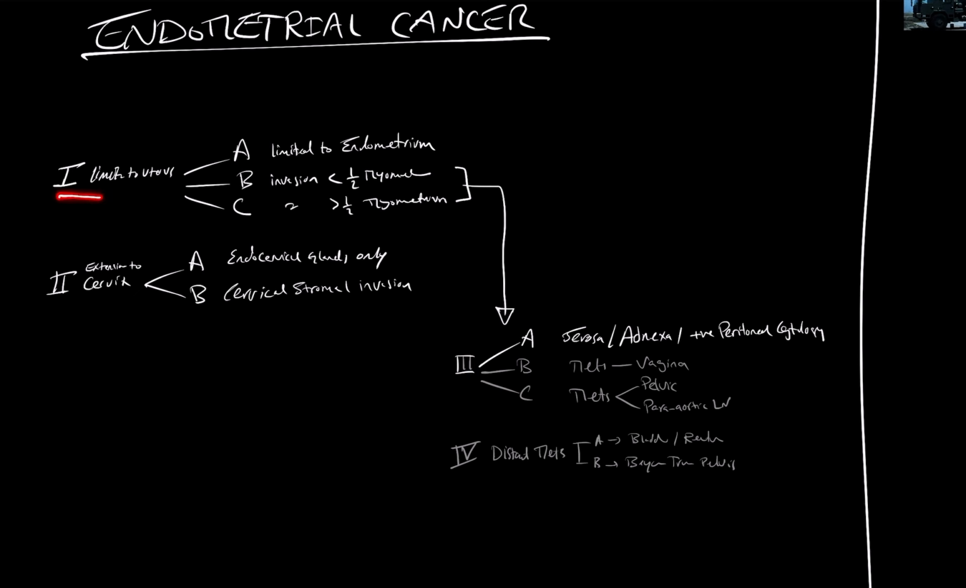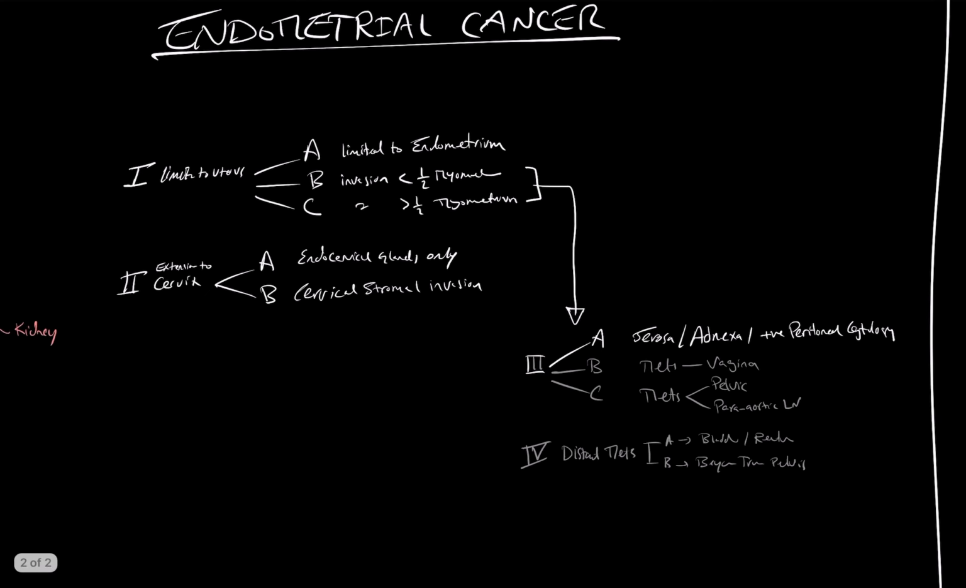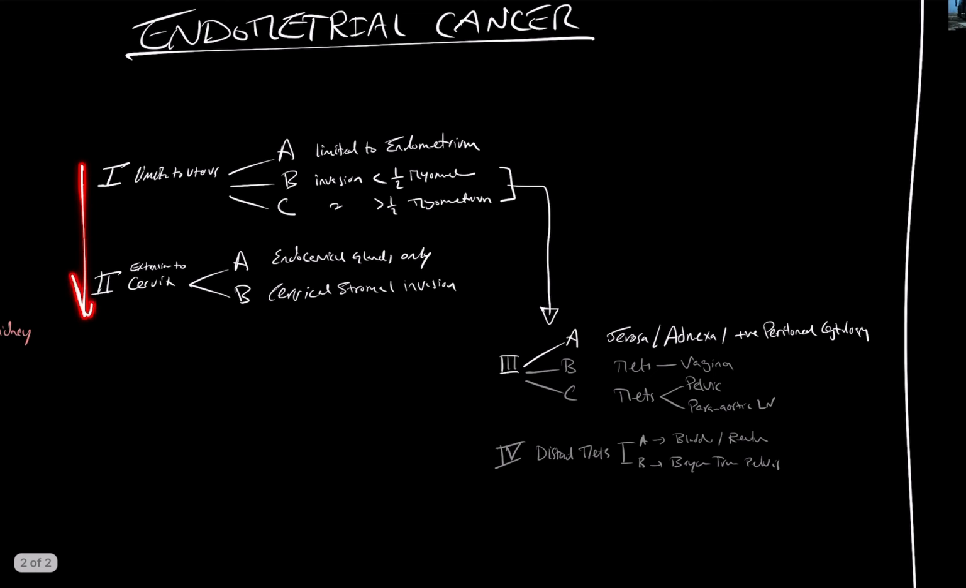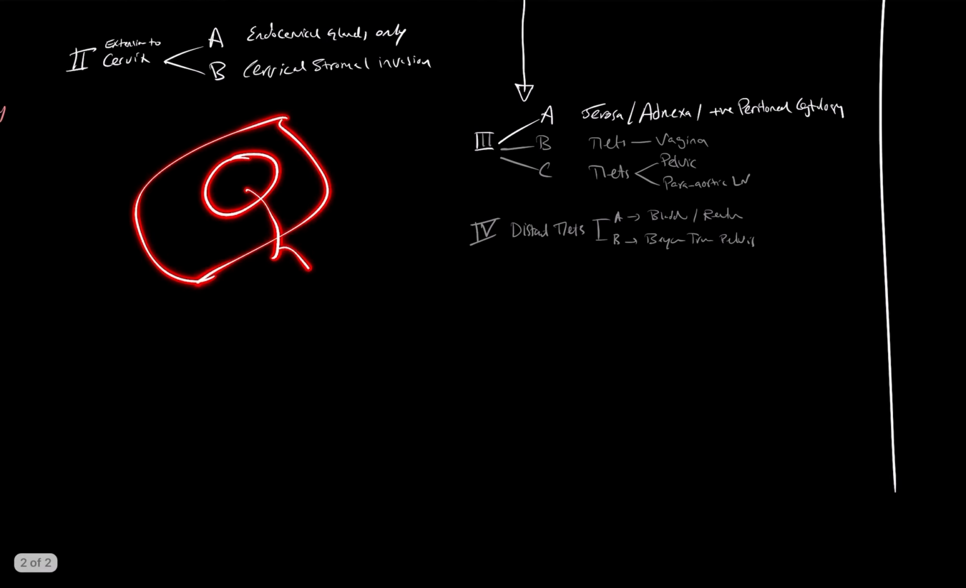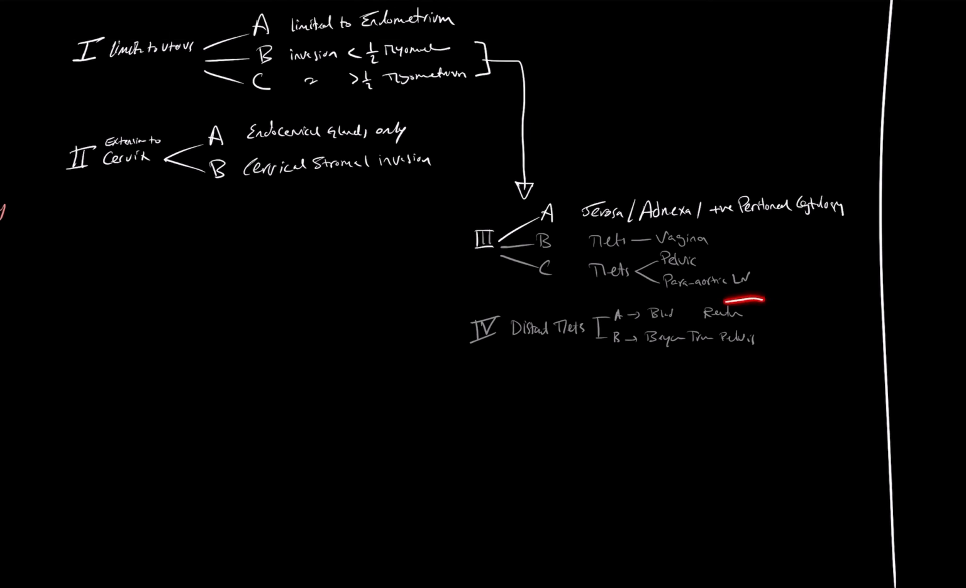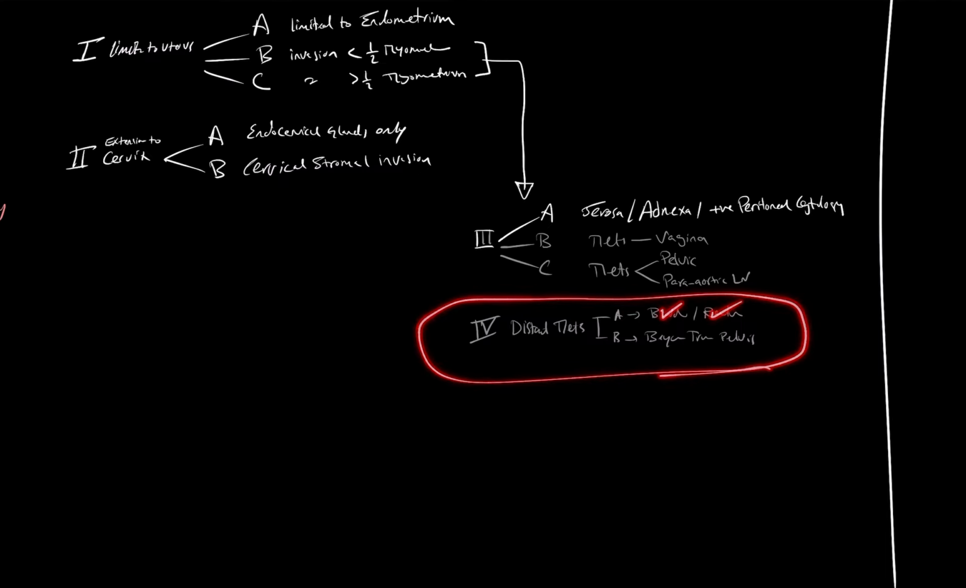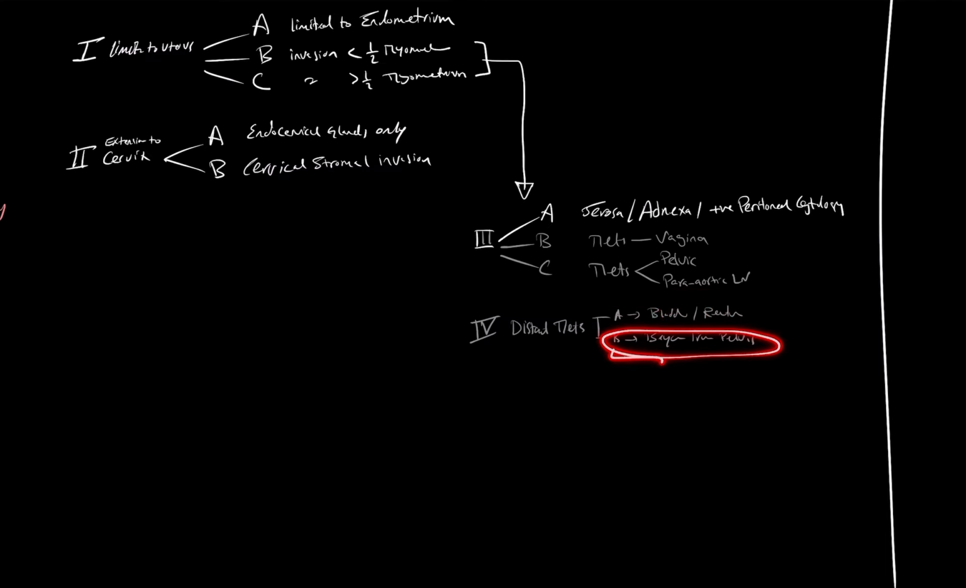Now let's go back and go chronologically from stage 1 to stage 2. Now, stage 2, as we've said before, always represents a downward and outward extension. So if there is involvement of the endocervical glands, this is stage 2A. If there is outward extension to the stroma of the cervix, this is stage 2B. And finally, stage 4 usually represents the presence of distant mets to the bladder, rectum, and stage 4B represents mets to beyond the true pelvis.